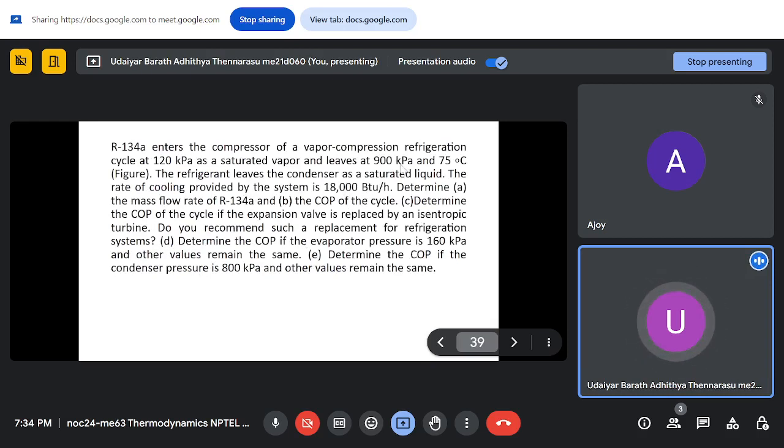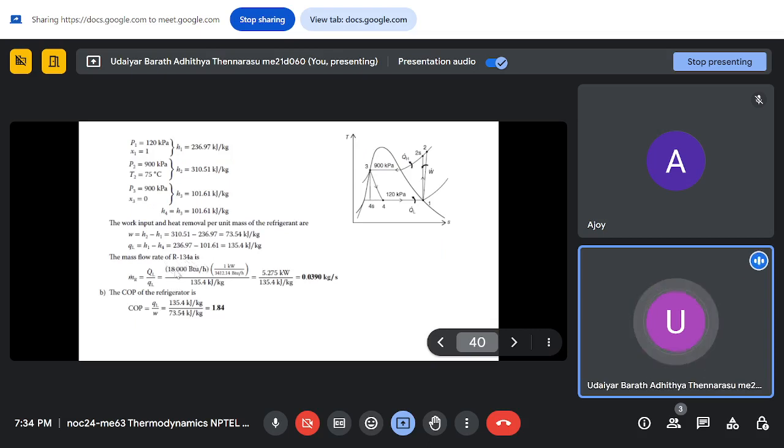as 18,000 British thermal unit per hour. So that heat load, where 1 kilowatt is equal to 3412.14 British thermal unit per hour. By dividing by that, it will give me the equivalent kilowatt, which is 5.275 kilowatts. That is the amount of heat load in the evaporator. So divide by the specific heat load, which will give me 0.039 kg per second. That is the mass of refrigerant in circulation.